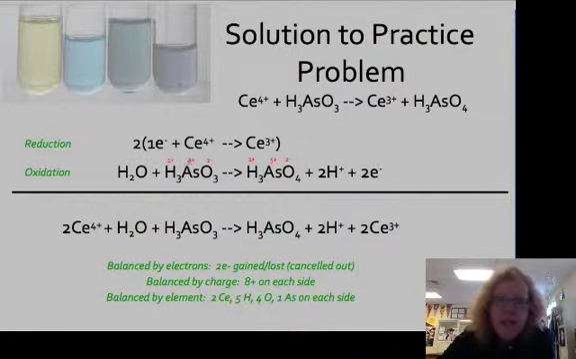A common mistake is for students to get the oxidation numbers wrong. If you get the oxidation numbers wrong, the whole rest of the problem is going to be wrong because your electrons transferred is going to be wrong as well. So that can be kind of a mess.